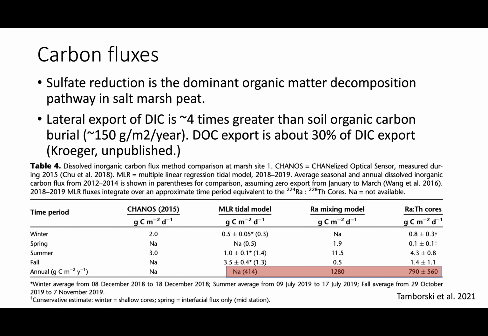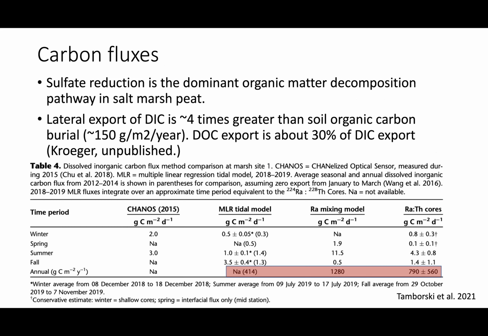So now I'm going to swing us over to carbon. The sulfate reduction that is the dominant form of organic matter decomposition is really setting up the geochemistry of the subterranean estuary to result in all those trace metal fluxes I just talked about.